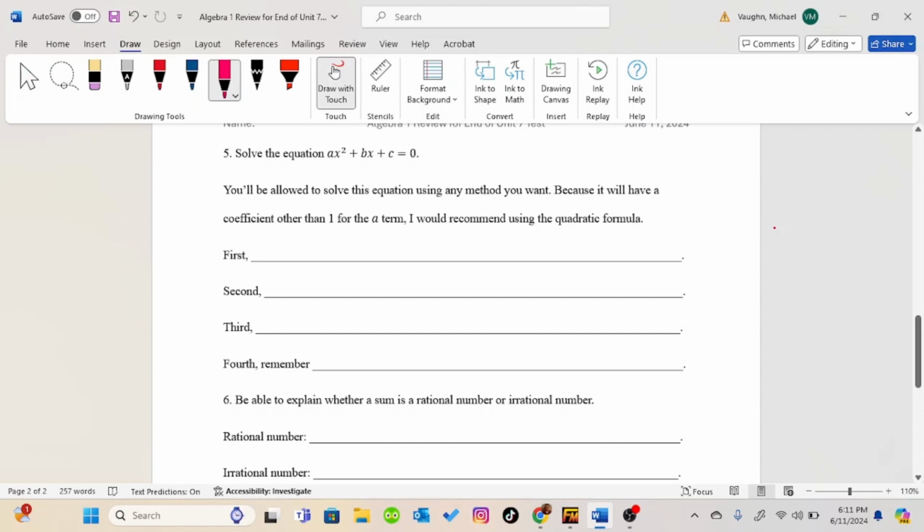Number 5, solve the equation that is in standard form set equal to 0. You'll be allowed to solve this equation using any method you want. You could use factoring, you could use completing the square, you could use quadratic formula. Because the one they give you will have a coefficient other than 1 for the a term, I would recommend using the quadratic formula.